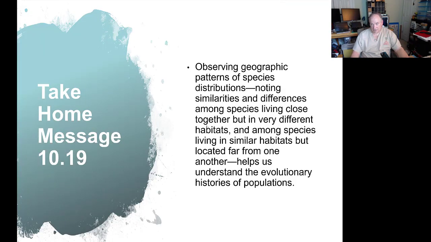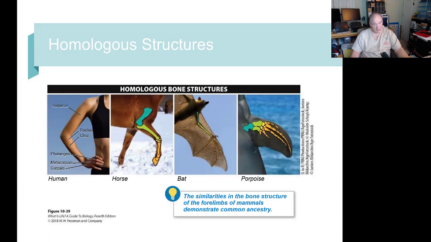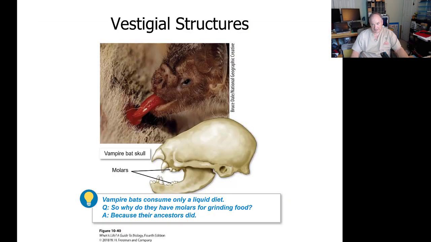So observing geographical patterns and distributions denotes similarities and differences amongst the offspring. And we look at homologous structures of embryo stages, the shark, turtle, human and chicken, and you can see that there are some similarities. Looking at the human arm and phalanges, the horse, the bat and the porpoise have similar structures, but they're for different reasons. And so they're sort of a variation on a theme.